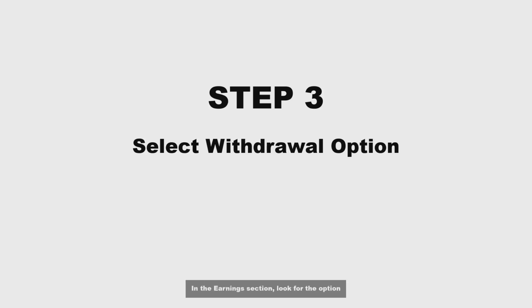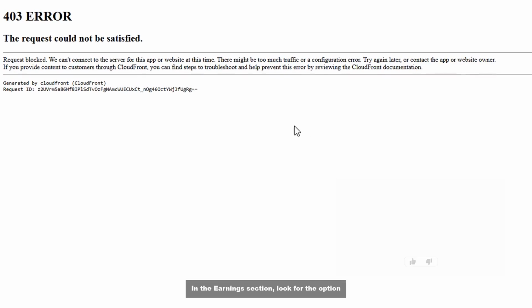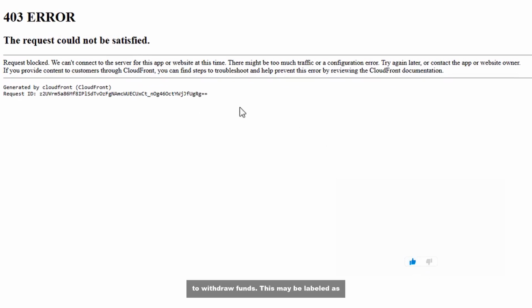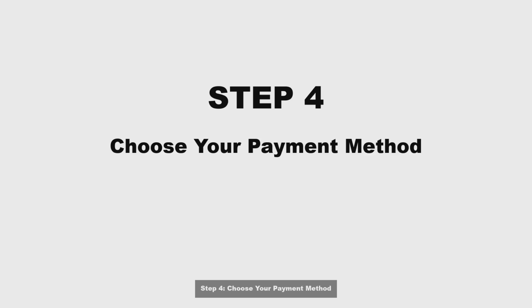Step 3. Select Withdrawal option. In the earnings section, look for the option to withdraw funds. This may be labeled as cash out or withdraw funds.